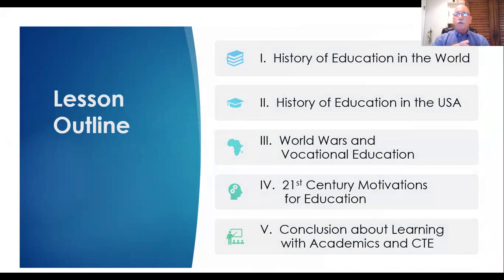The first section is the history of education in the world. We're starting in a very broad perspective. Then we'll bring the history of education in the USA down to a slightly smaller perspective. We'll talk about vocational education and how it helped us survive several world wars. And we'll talk about motivation for education, modern day 21st century motivations. We'll touch on motivations as we go through the history as well. And then finally, we'll conclude and make some conclusions about learning and academics combined with CTE, career and technical education.